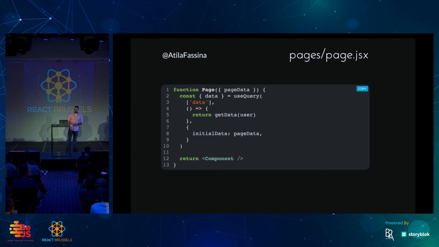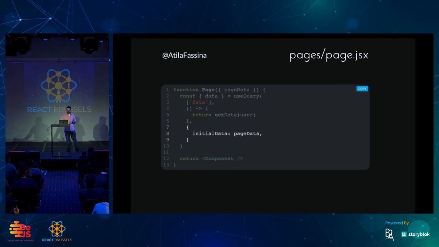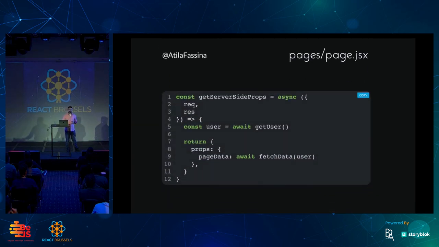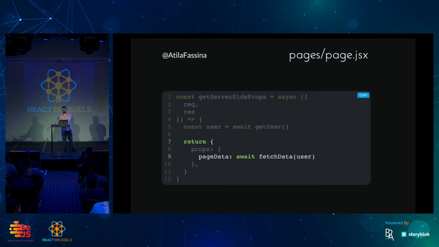And then on our pages, in the component, we're going to use the useQuery hook here. The first parameter is an array with the names of the queries, so this is going to be the cache key inside React Query. Then we have the action this query is going to perform. In this case, I'm going to get data. And we have the initial data, so we are passing the initial data to this hook. The way we get this initial data is in getServerSideProps. So we get my user, and then for page data, I'm going to fetch the data on server side rendering. So that's it. That's all you need to get server side rendering on Next.js with React Query.